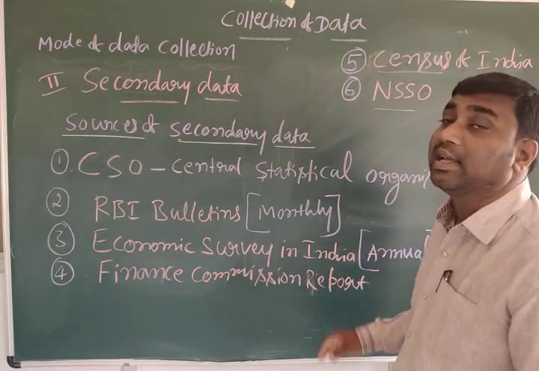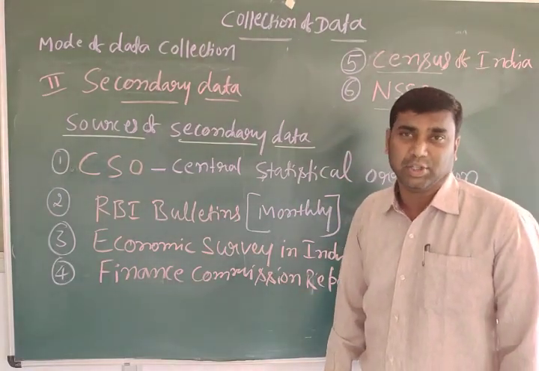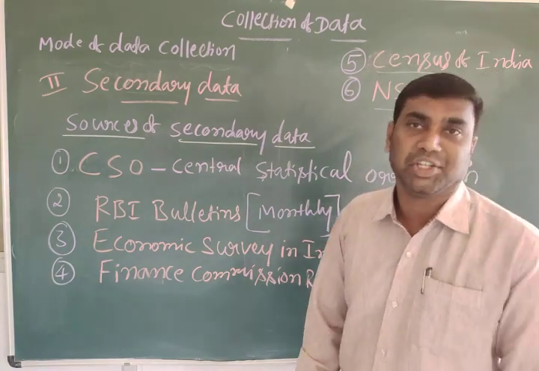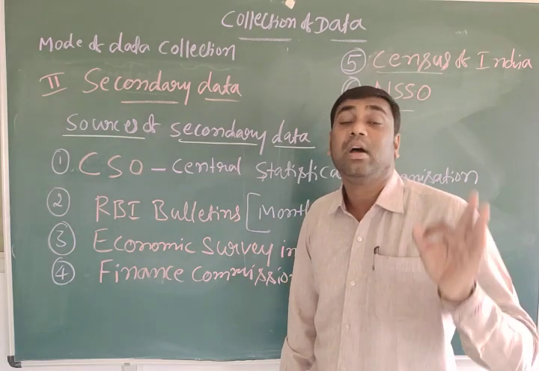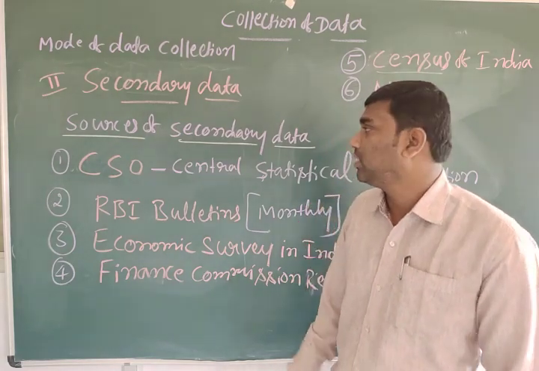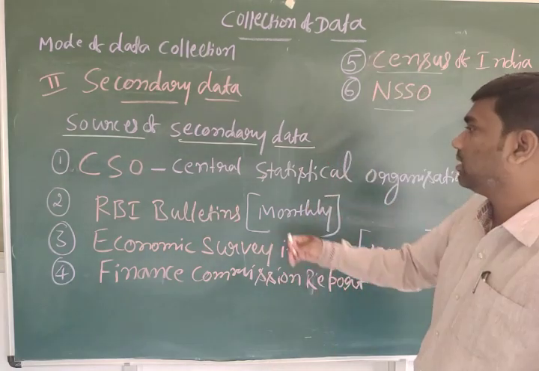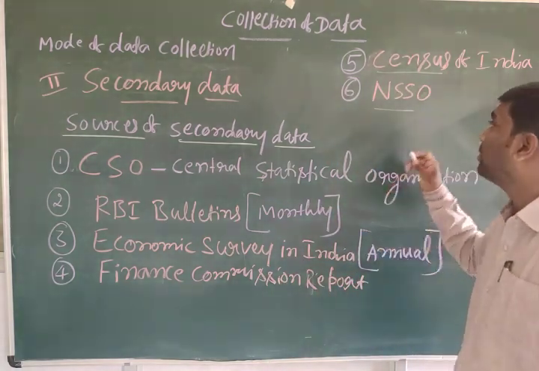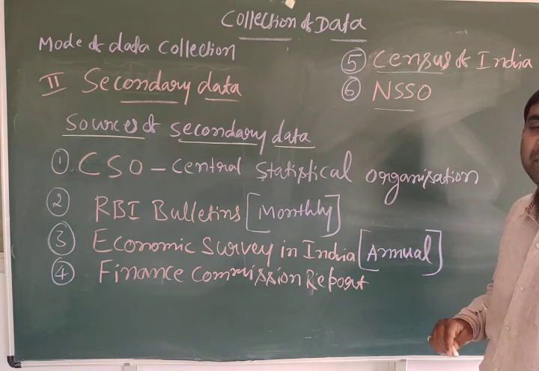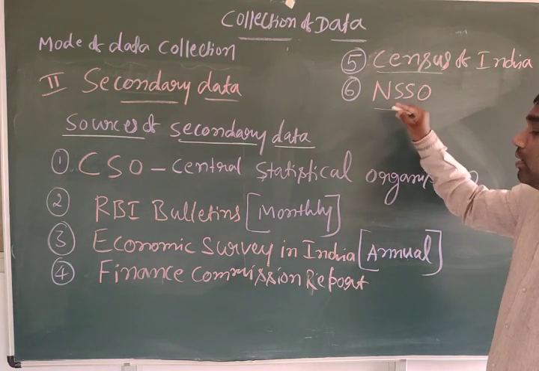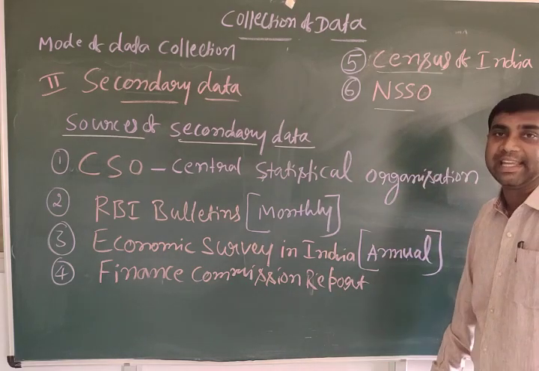Then NSSO, the National Sample Survey Organization. It is also like the CSO, the Central Statistical Organization. It is also one of the organizations that provide information, publishing information about the country. So these are all sources of secondary data.